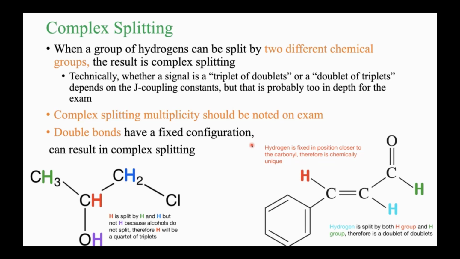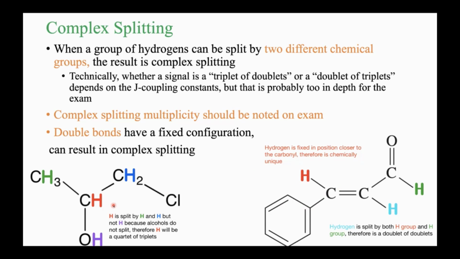Something I wrote down here is an example of when complex splitting can come, but you wouldn't think of it: double bonds have a fixed configuration. That results in a unique environment around every proton on the double bond. I know the example I showed in the bottom right does not have a terminal alkene, but if there was another hydrogen in place of this benzene, this hydrogen would be farther away from the carbonyl than the red hydrogen would be. So you would have 2 separate groups here, which would result in complex splitting for a lot of these protons.